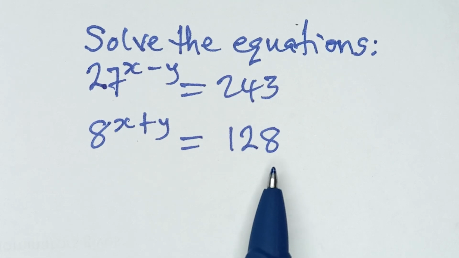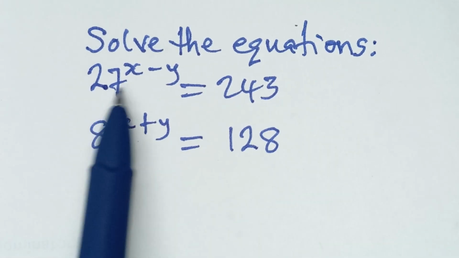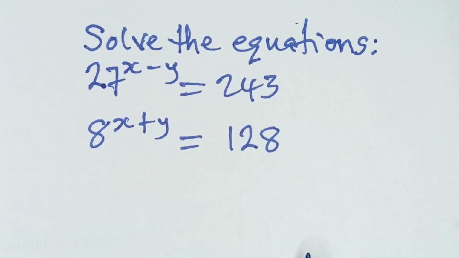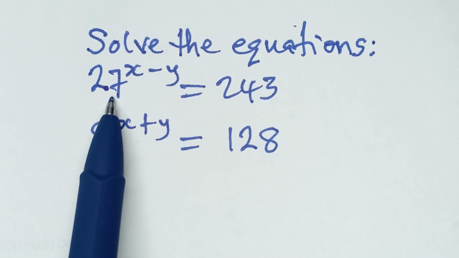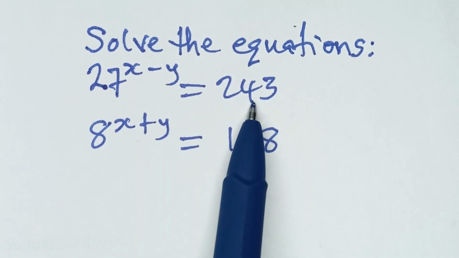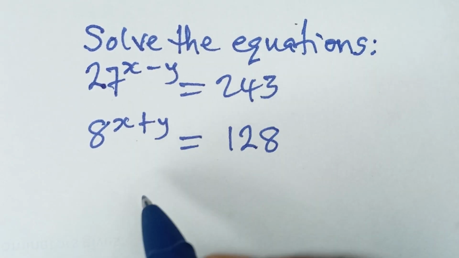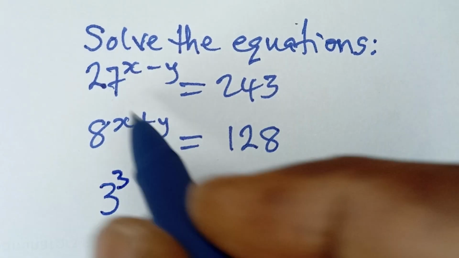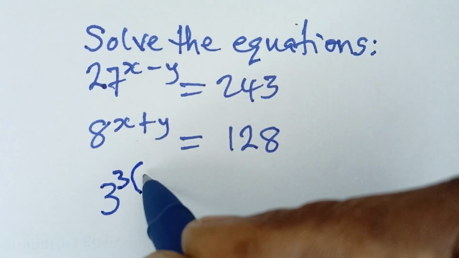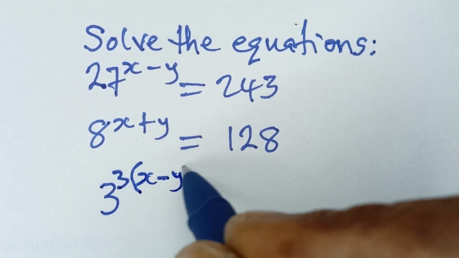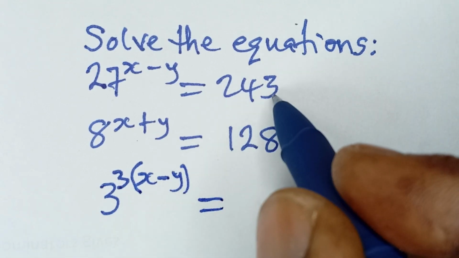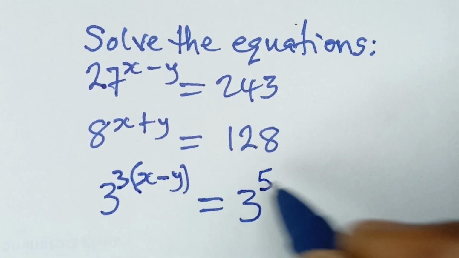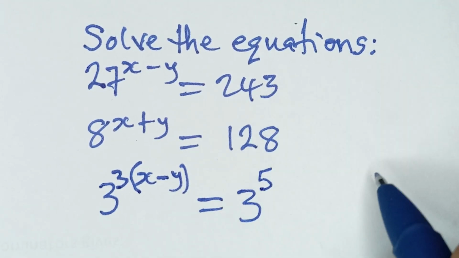So the first thing for us to do, since this is an exponential equation, is to express these two parts in the same base and also express these two parts in the same base. So if we look at this, we can express this in base 3 and we can also express this in base 3. So 27 now can be expressed as 3 raised to power 3 and then multiplied by this power, which is x minus y. And that will be equal to 243, which is 3 raised to the power of 5. That's what will give us 243.